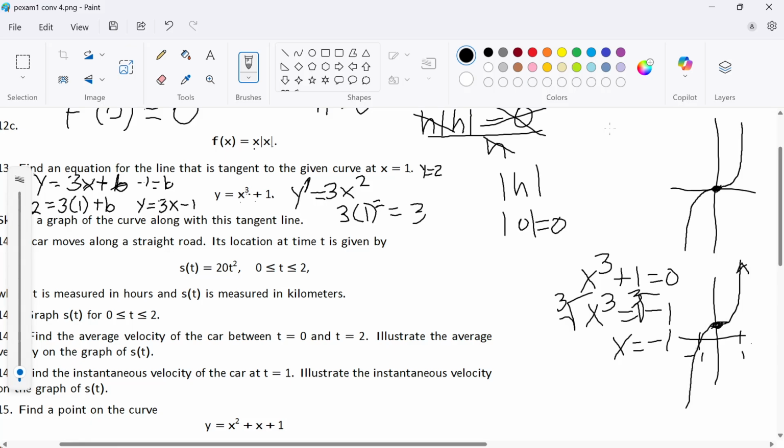So that's the graph, and then it says, do this equation, 3x minus 1. So it goes through minus 1, and then at point 1, it has to go through there, and so there's the tangent line. I know it touches the graph at 1, and then it goes through minus 1, so I've got 2 points. I can draw a line between them.